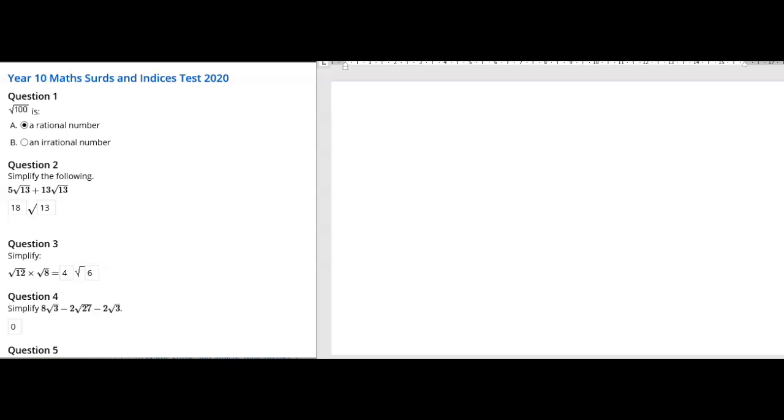All right, when we're adding surds, you can only add like surds. So a like surd is when the number within the surd is the same. So here we've got root 13 and root 13. So they're the same. So we just add, how many groups of root 13 do we have? We have 5 and 13. So 5 plus 13 is 18. So we've got 18 groups of root 13.